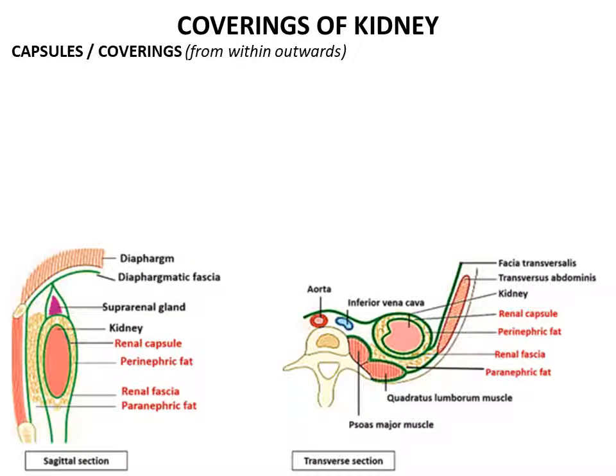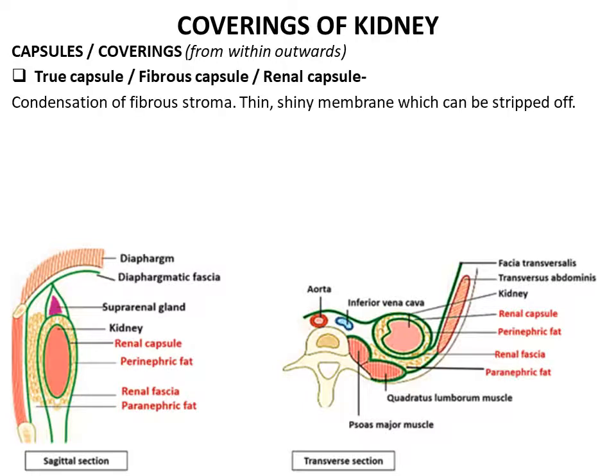The coverings or the capsules of the kidney. These are 4 in number, and their arrangement from within outwards is the true capsule, also called the fibrous capsule or the renal capsule.